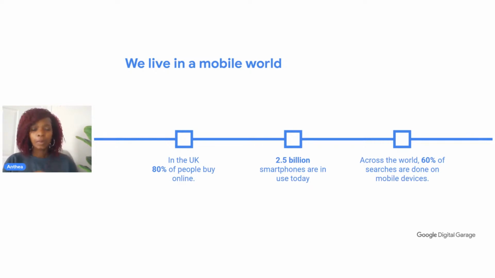So in the UK, 80% of people are buying online. So 80% of the population are online. And so when you are not online, you're missing out on an entire market that you can potentially sell your products and services to. 2.5 billion smartphones are in use today. Now, considering we've got around 7.7-ish billion people in the world, that's a huge number who are using smartphones. And if they're using smartphones, mostly the reason is because they have access to the internet. So therefore, by them being online, again, immediately gives you access.